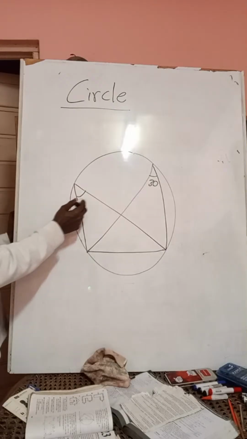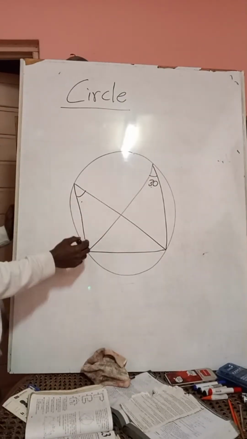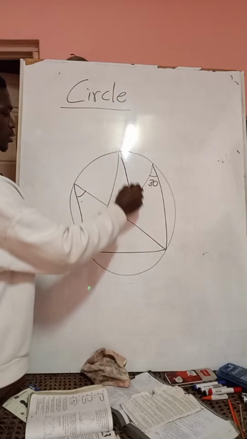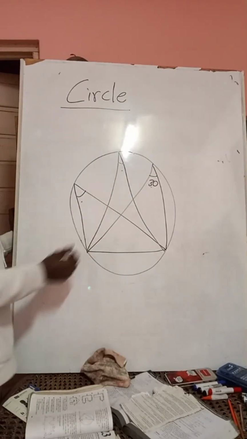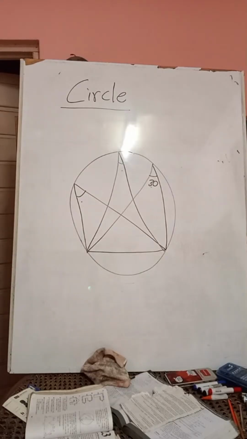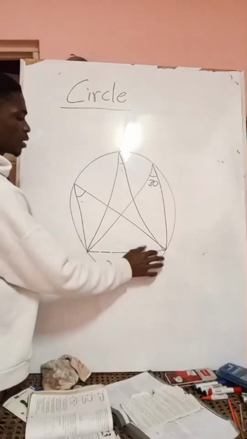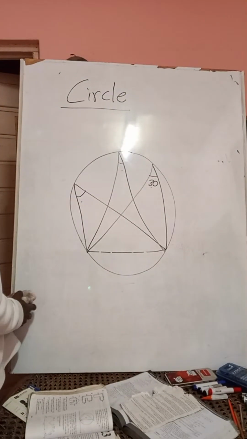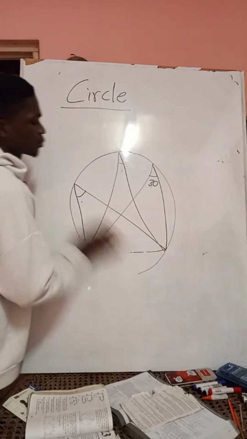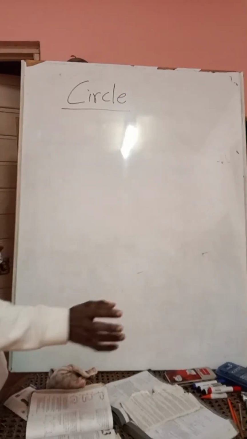If this side is 30 degrees, this side will also be what? 30 degrees. If this side is 30, how about this side? Also 30 degrees. That's the circuit table. Circuit table amazing. Because this is bounded on the same what? Chord. You understand? Yes.